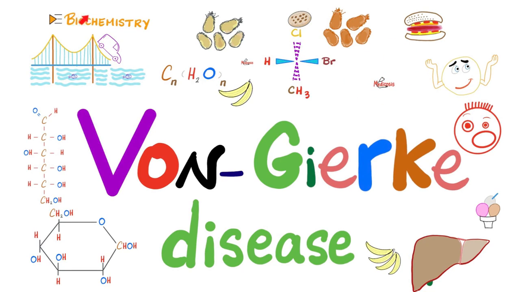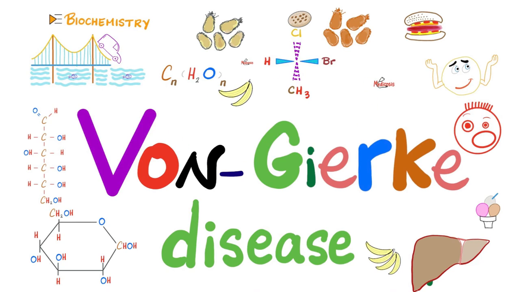Another day, another clinical biochemistry video. In previous videos, we talked about sorbitol. We talked about what it means to have reducing sugars in your urine. We talked about lactose intolerance and galactosemia. Today, let's talk about the glycogen storage diseases.